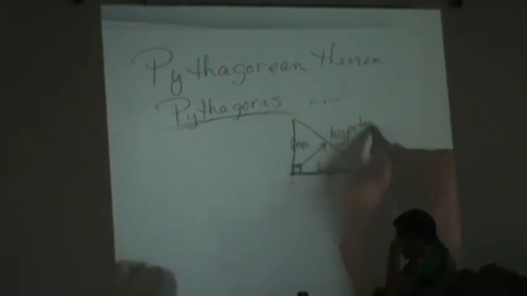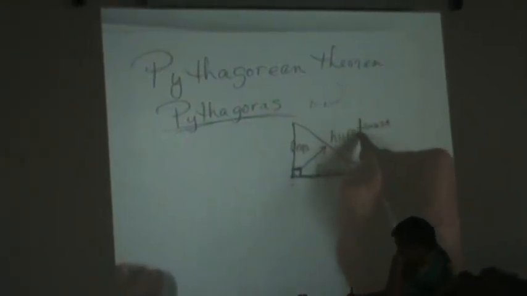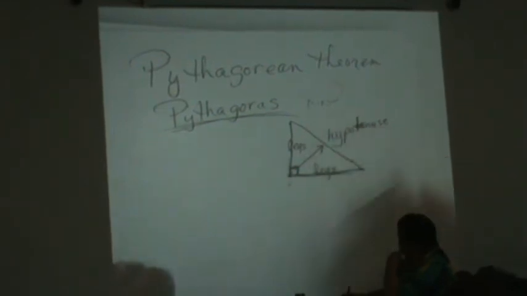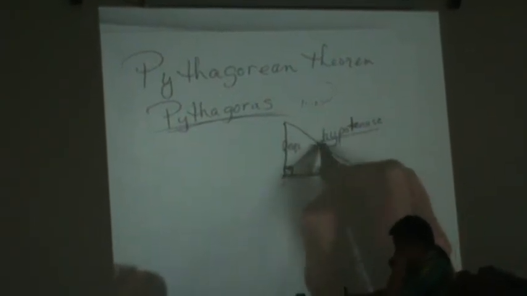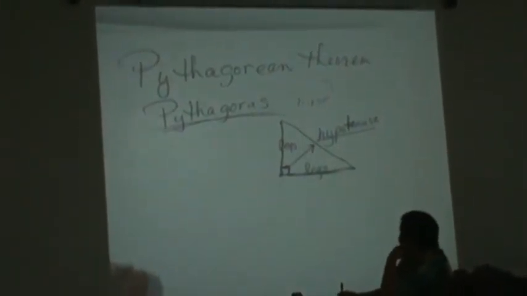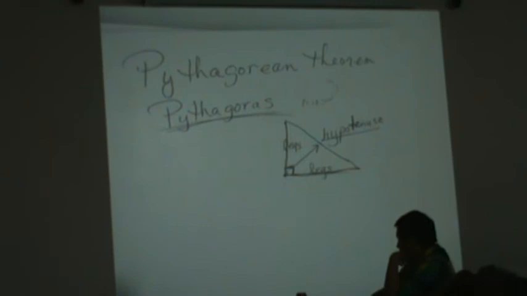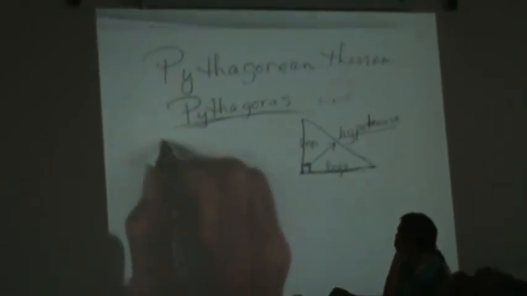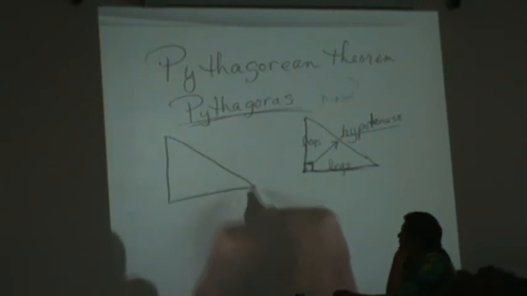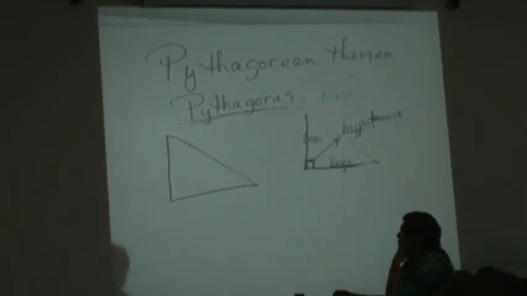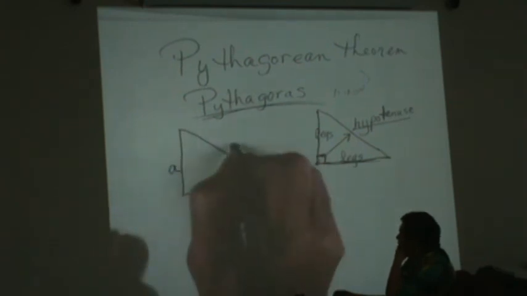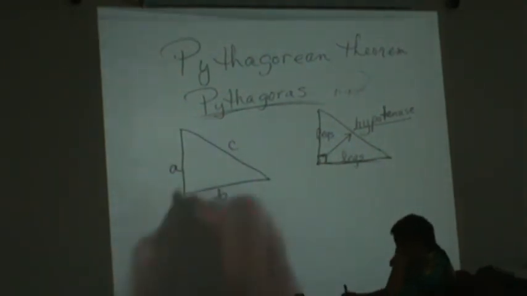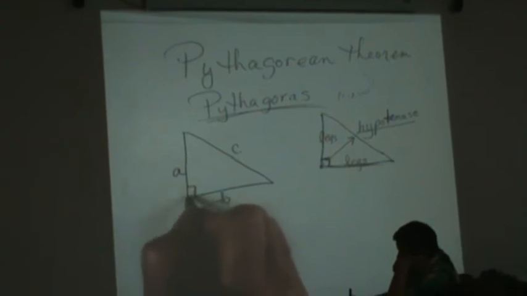Hypotenuse. It's the only place I've seen that word used, in a right triangle. Hypotenuse is this side across from the right angle. Okay. Now, I don't know if Pythagoras labeled it A, B, and C, because he was Greek, he probably labeled it with Greek terms, I don't know. We label it A, B, and C. Okay, the two legs are A and B.